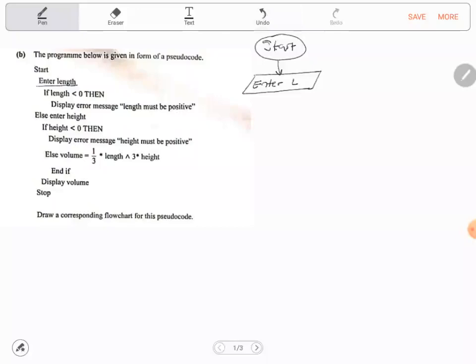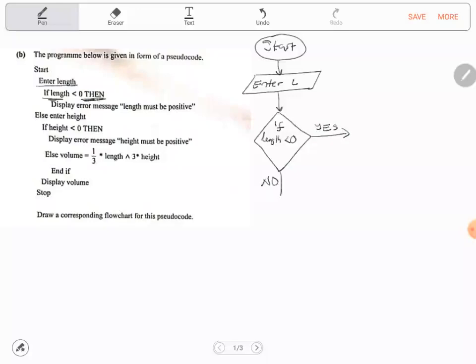And they're saying if length is less than 0, then, so if is always a decision, so we are going to carry up with a decision box, which is a diamond. Says if length is less than 0, then remember I said the decision box has two sides. It has got the yes side and the no side. Well, now when they say then, they mean yes.